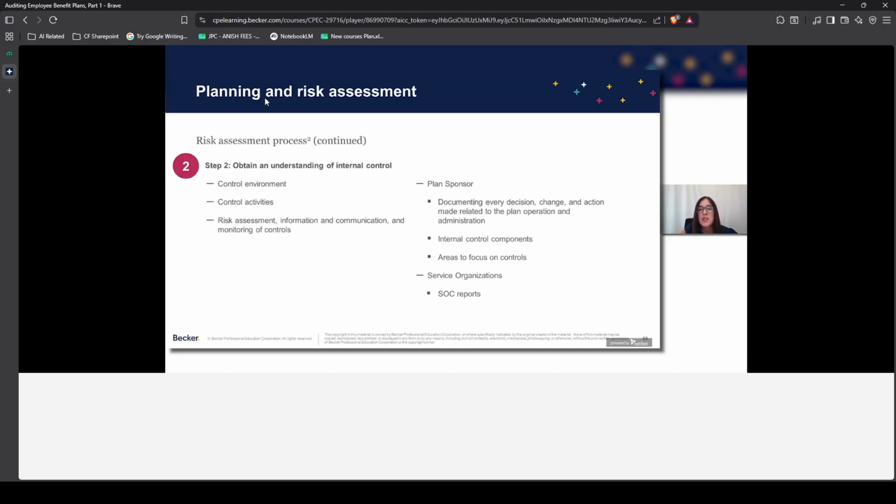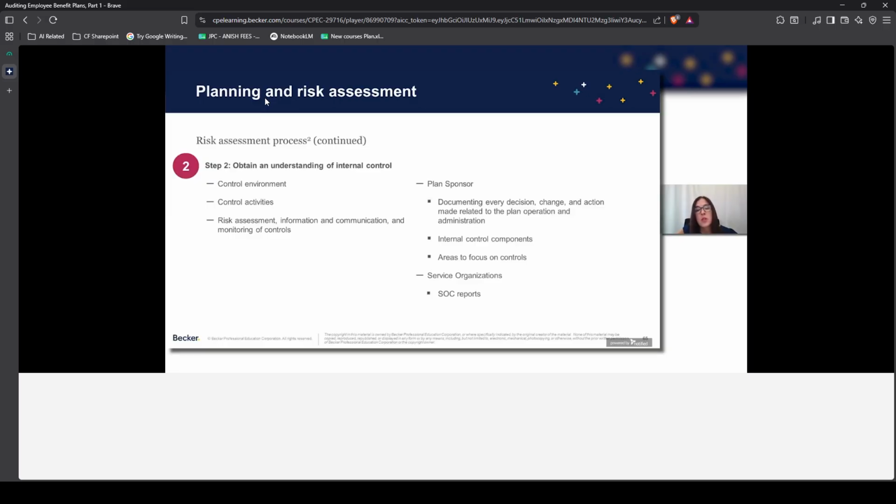We also have to obtain an understanding of the plan's internal control, both at the plan sponsor and at the service provider. This is going to include understanding controls surrounding the control environment, the specific control activities themselves, because they could have risk here associated with a control that's poorly designed or that's not implemented. So we have to obtain this understanding. A lot of times plan sponsors may not have anything formally documented related to their internal controls. So it may take a little more effort on your part to obtain the necessary information to truly understand the plan sponsor's internal controls.